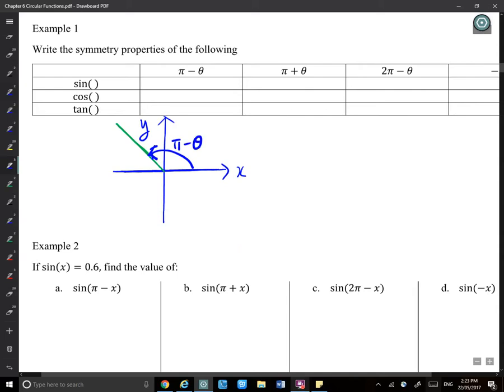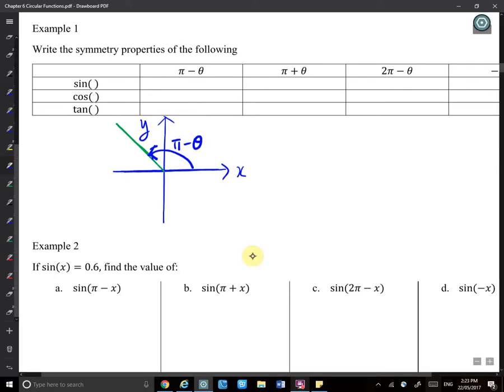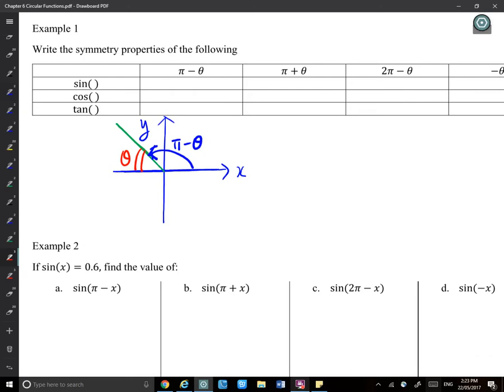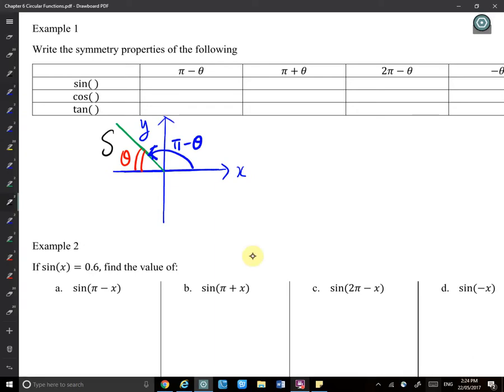The reference angle is the angle the line makes with the x-axis. Therefore, the reference angle will be this angle, which will be theta. In total that will be pi, so that is pi minus theta, then the little bit will be theta. Therefore, the reference angle for pi minus theta will be theta. That quadrant is the sine quadrant.